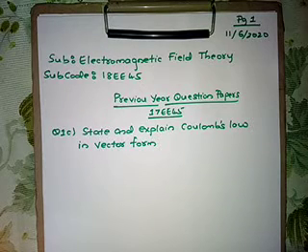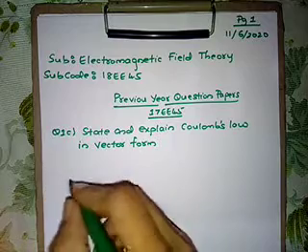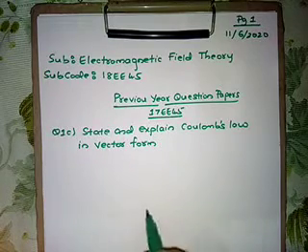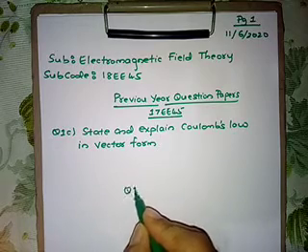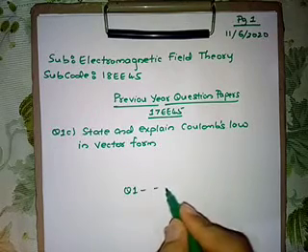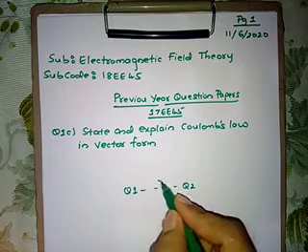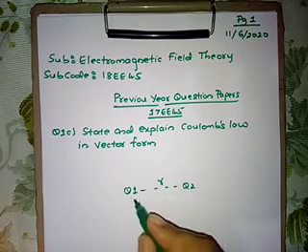So, question number 1C: state and explain Coulomb's law in vector form. The electrostatic force between 2 point charges. Let us consider 2 point charges here, Q1, separated by a distance of r from Q2.